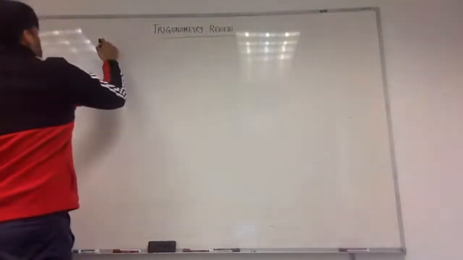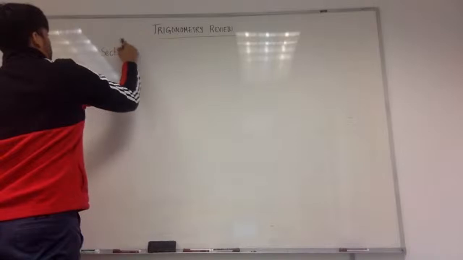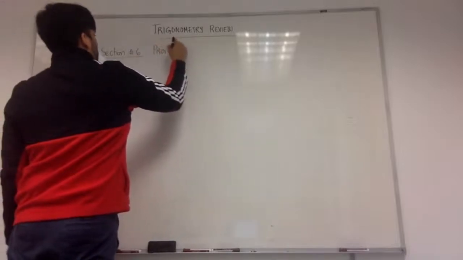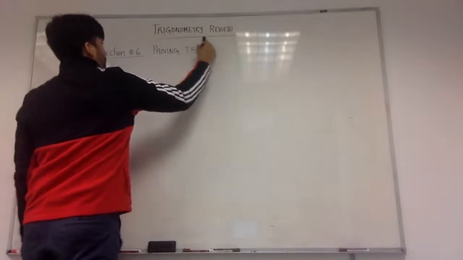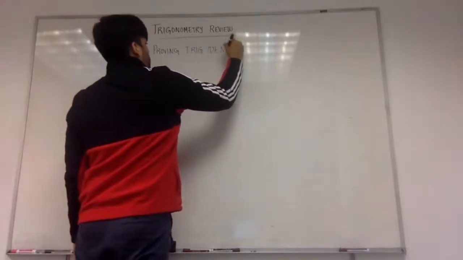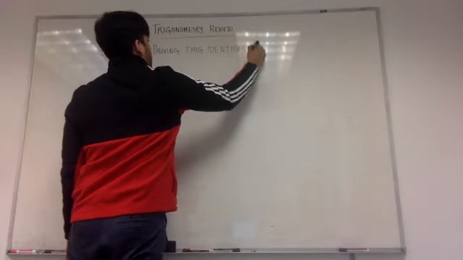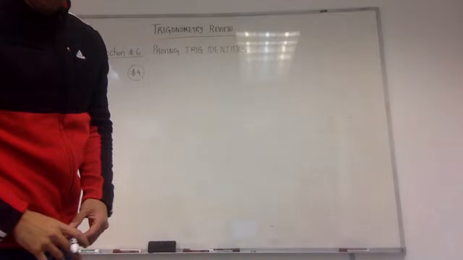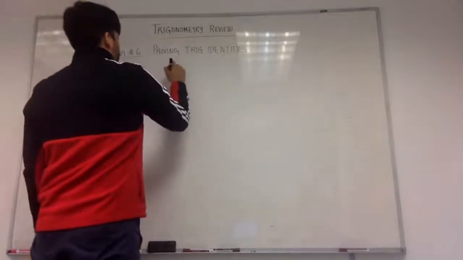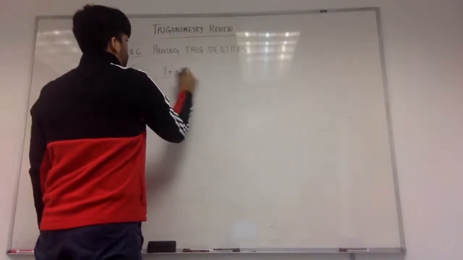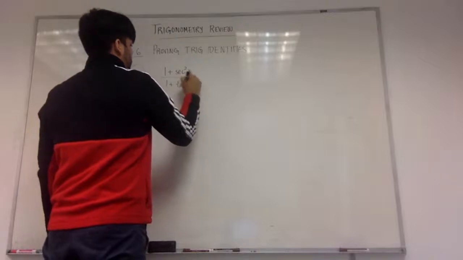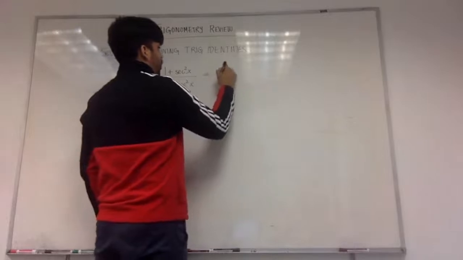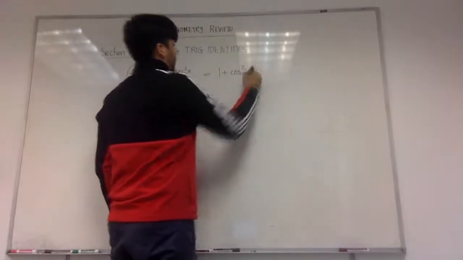So this is section number 6 on proving trig identities. So number 4. Number 4 is 1 plus secant squared x over 1 plus tangent squared x equals 1 plus cosine squared x.